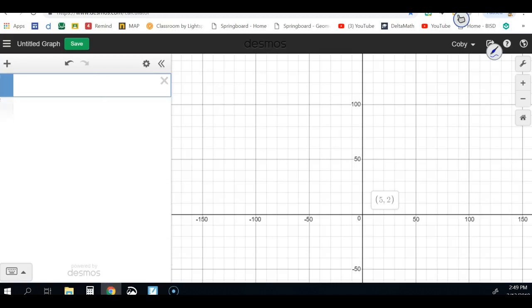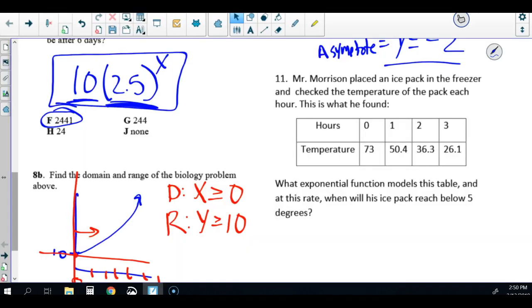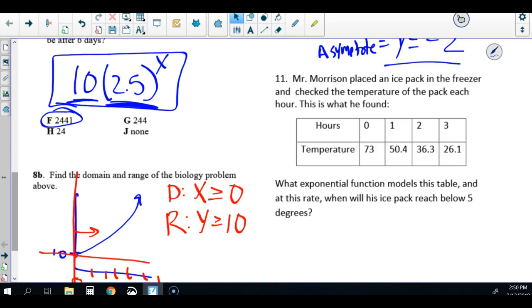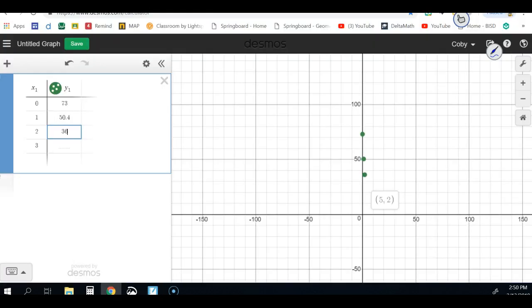The way we put that in Desmos is we click this plus sign up here and add a table. So my x's were 0, 1, 2, 3. My y values, or my temperatures: 73, 50.4, 36.3, and 26.1.